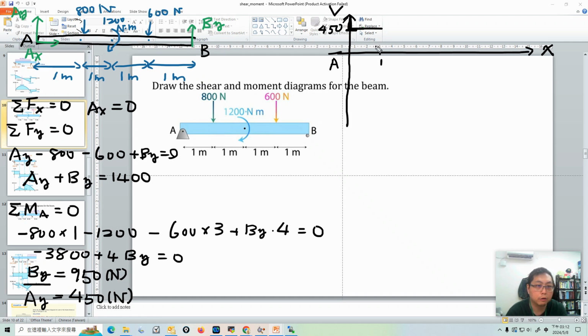So at position 1 we will have 450 minus 800, so we will have minus 350 Newton. So at position 1 we have minus 350. Okay, this is 1. Let's keep moving.